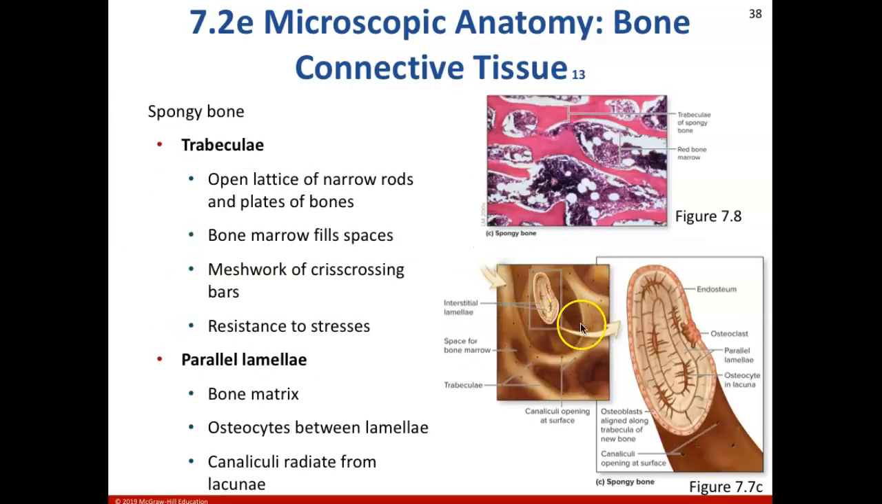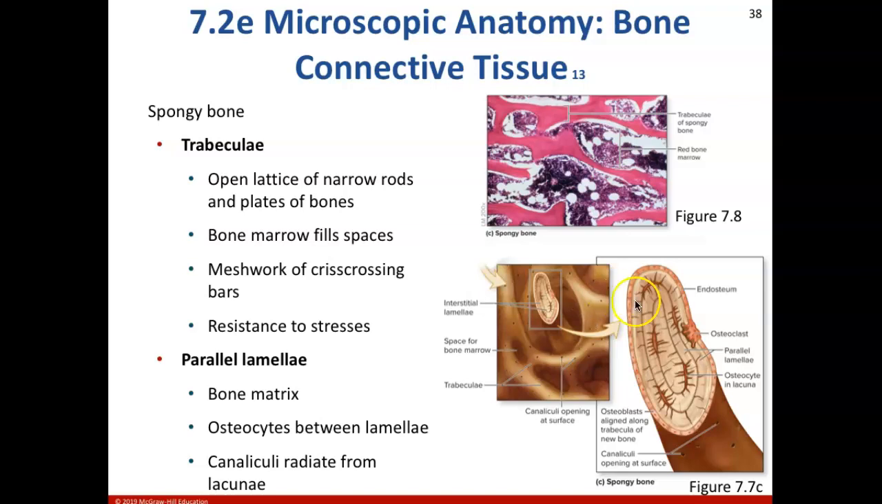Now onto spongy bone. Our spongy bone is made up of trabeculae, which are going to be an open lattice of narrow rods and plates of the bone. And it's a meshwork of crisscrossing bars. So you could see that these trabeculae are just hitting each other at random angles toward one another. And this helps to form resistance to stresses placed on the bone.